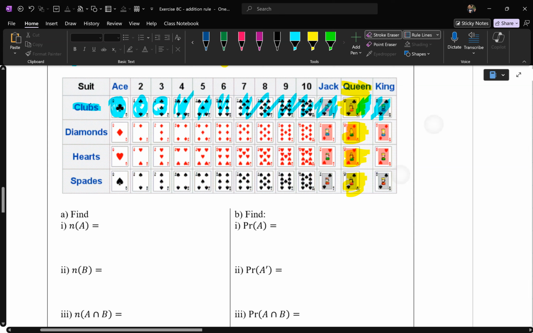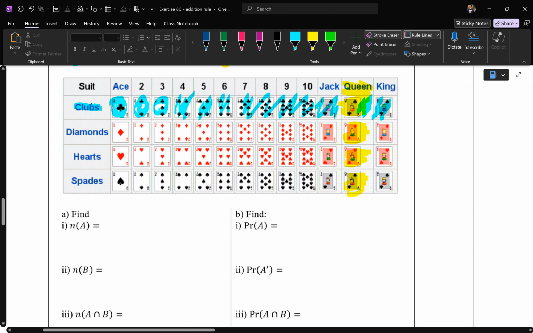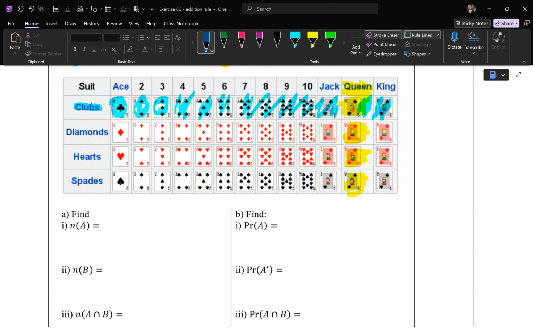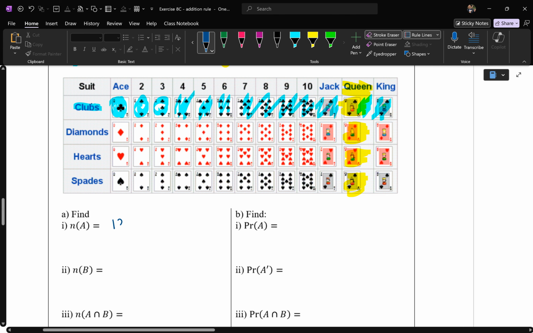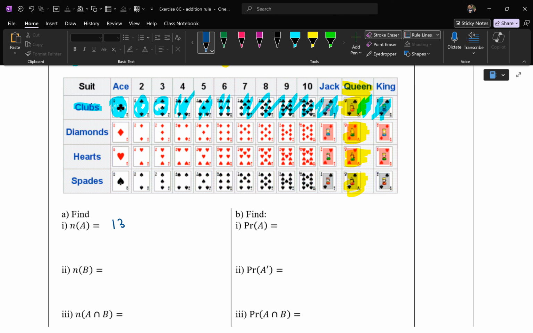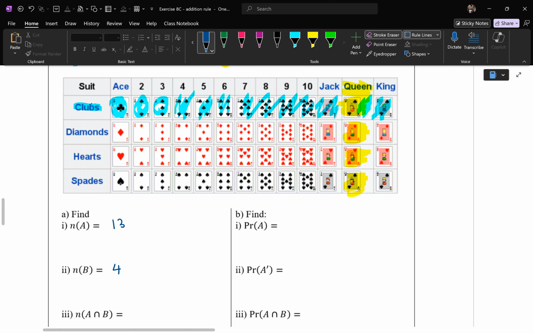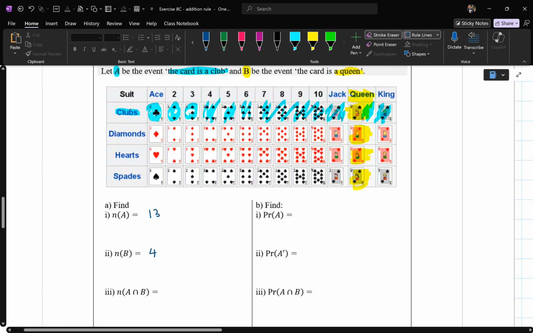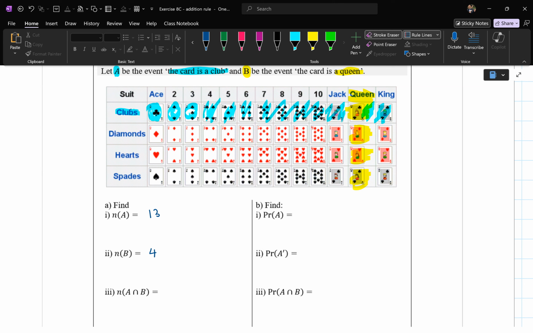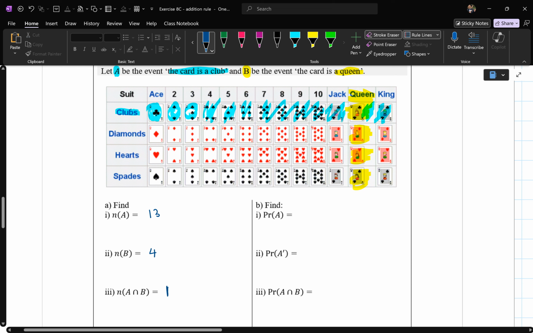Now let's answer the question. Find the number of A. In set A, how many possible elements are there? Well, there are 13 because it's ace to king. So for clubs, there are 13 possible elements or outcomes. And what about B? B has 4 because you can only have queen of hearts, queen of clubs, queen of diamonds, and queen of spades. And then the number of A intersection B. How many out of all these cards have both set A, which is being a club, and being a queen? There's only 1 queen of clubs, out of 52 cards.